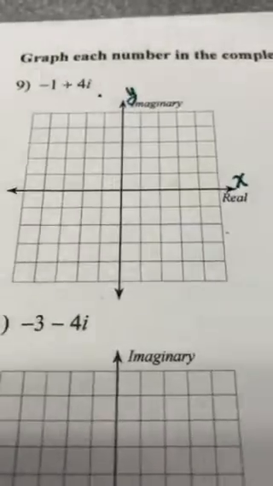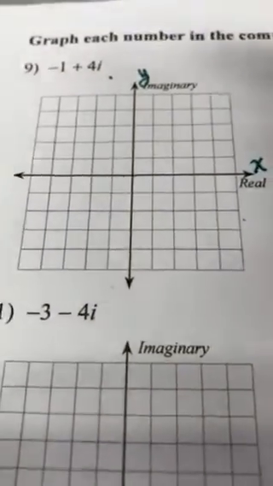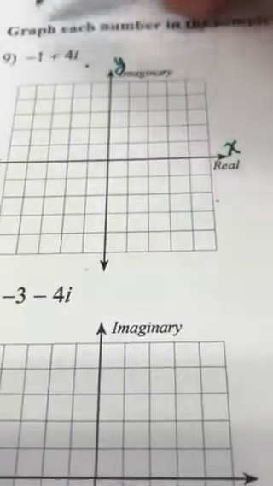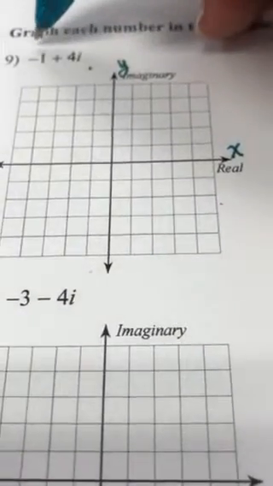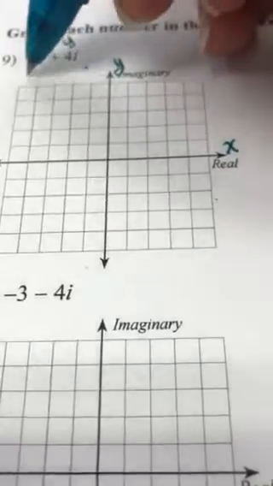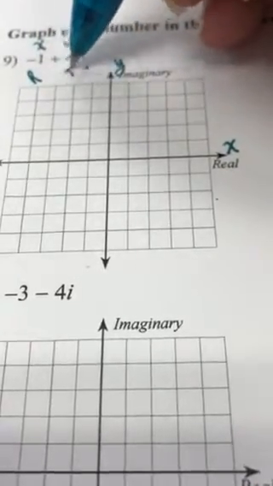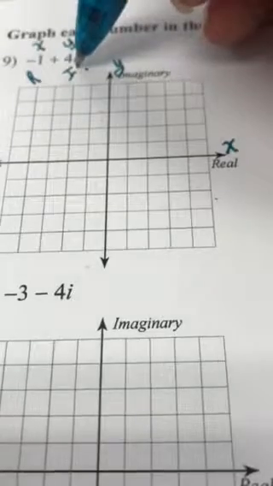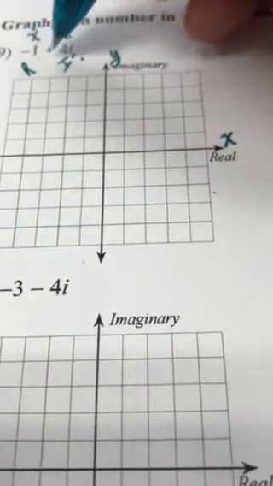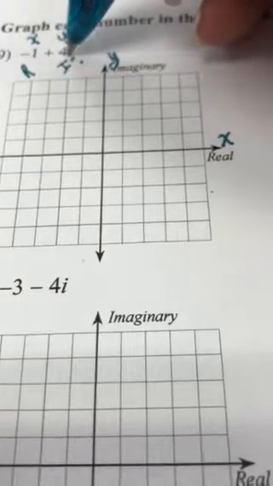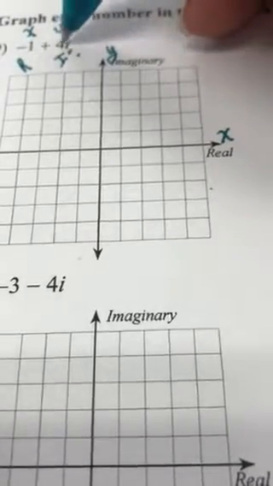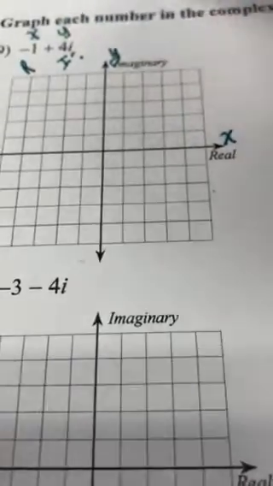Sorry about my finger. I'm trying to stop the wobbling. All right. The easiest way to look at this is, this is my x and this is my y. This is my real, this is my imaginary, okay? So your real is -1, your imaginary is +4i. Your x is -1, your y is +4. It's like an ordered pair.